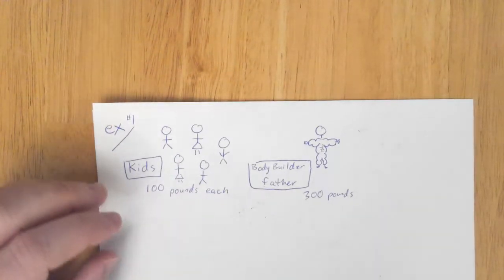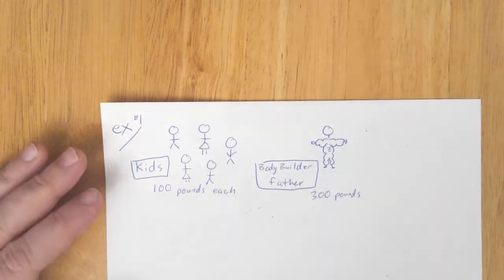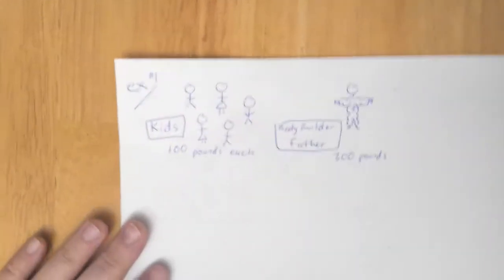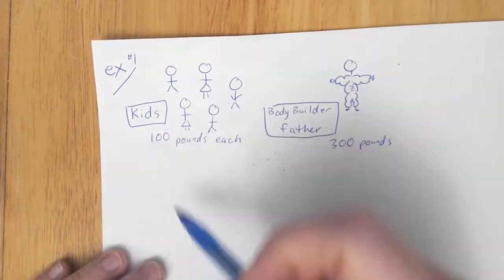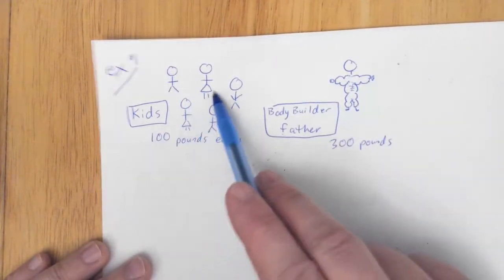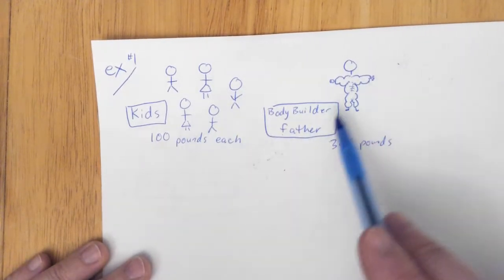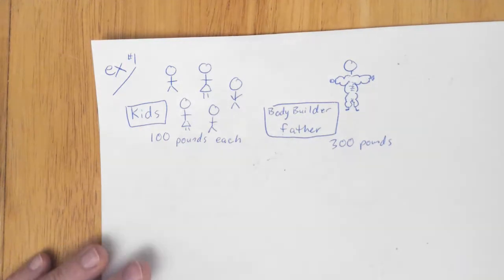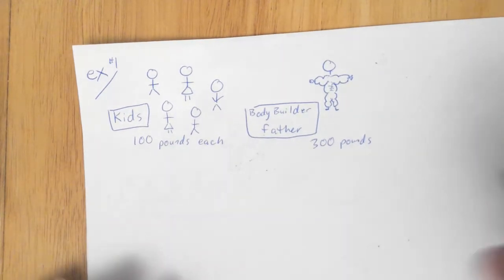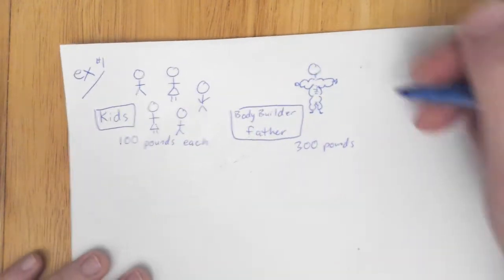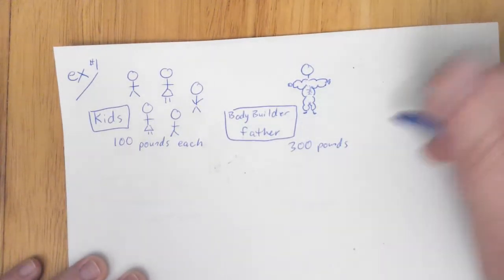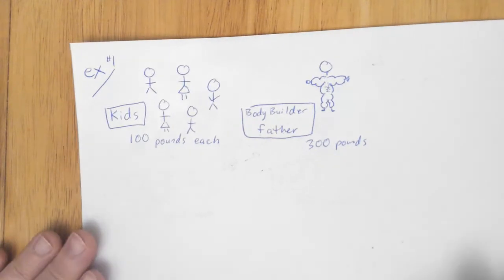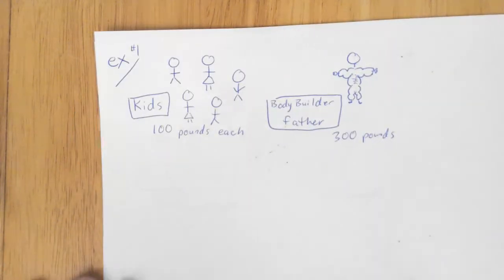I'm just going to do some examples that came from an awesome video from another gentleman, and I'm going to go over it again. So if we have 5 kids who are 100 pounds each, and one bodybuilder dad who is 300 pounds, how do we get this going? A plain average would say to add those together and divide by 2, but that won't find out where the fulcrum is.